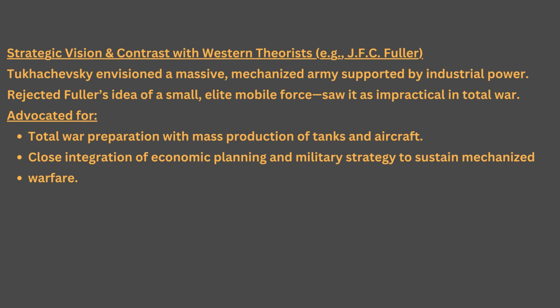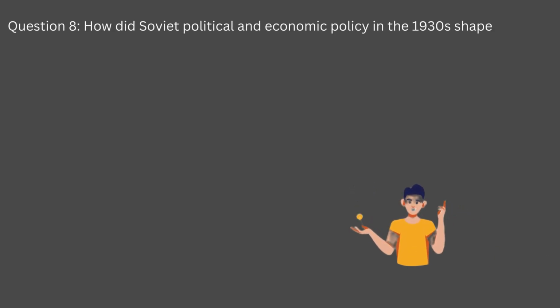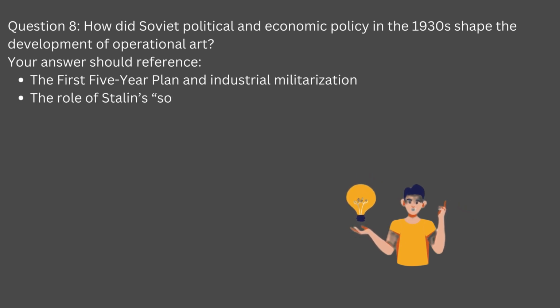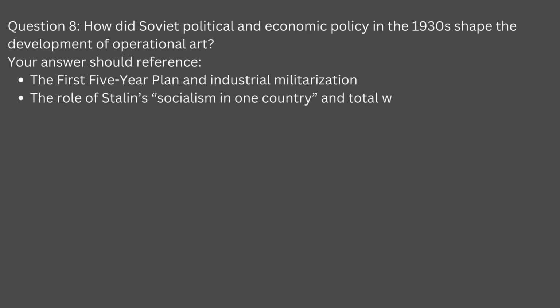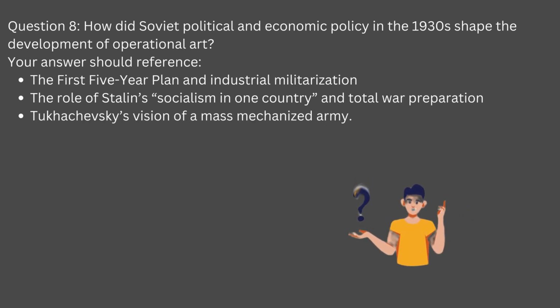Next up is question 8, which states: How did Soviet political and economic policy in the 1930s shape the development of operational art? Your answer should reference the first 5-year plan and industrial militarization, the role of Stalin's socialism in one country and total war preparation, and Tukhachevsky's vision of a mass mechanized army. Alright, this one connects Soviet industrialization with military strategy, showing how the economy and doctrine worked hand in hand.